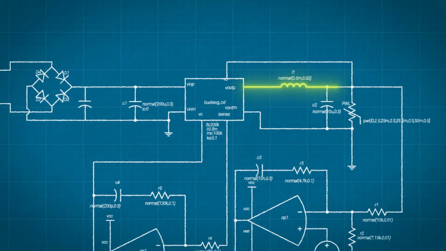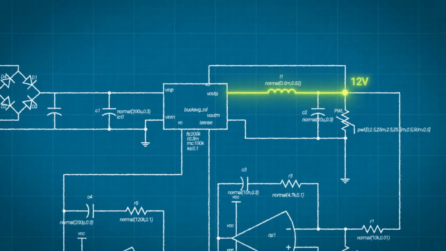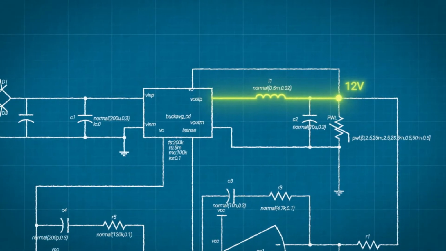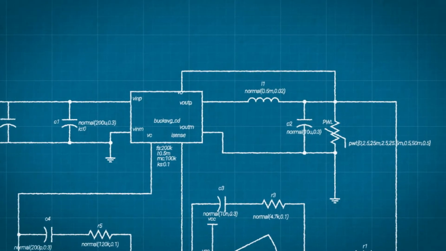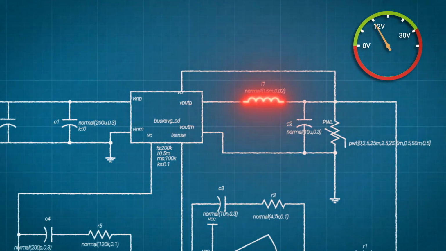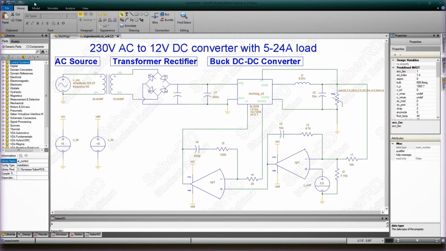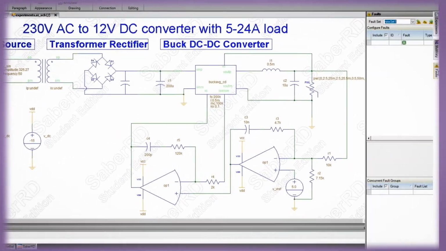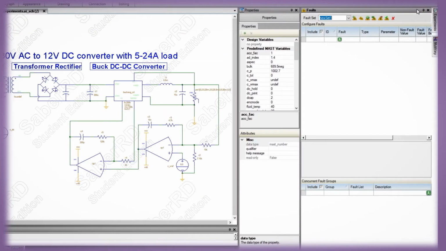Our safety goal is to ensure the power supply's output voltage will not harm other systems if any of its components fail. We cannot let the output voltage exceed 30 volts or go below -1 volt in the event of failure. First, we create a set of faults by opening the Faults tab and pinning it for visibility.